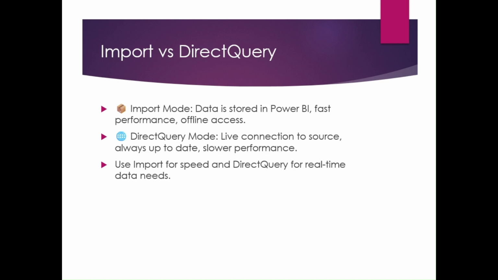When connecting to data, you'll often be asked to choose between import and direct query. Import mode pulls the data into your Power BI file. It's fast and works offline. Direct query keeps the data in the original source and fetches it live. This is helpful for real-time dashboards, but it can be slower and depends on your connection. You'll choose based on whether you need performance or live data access.